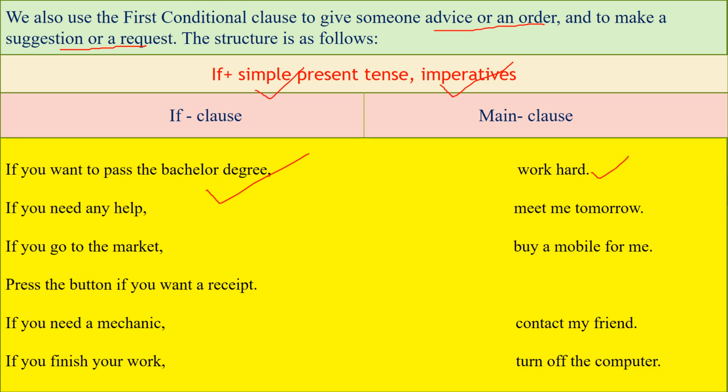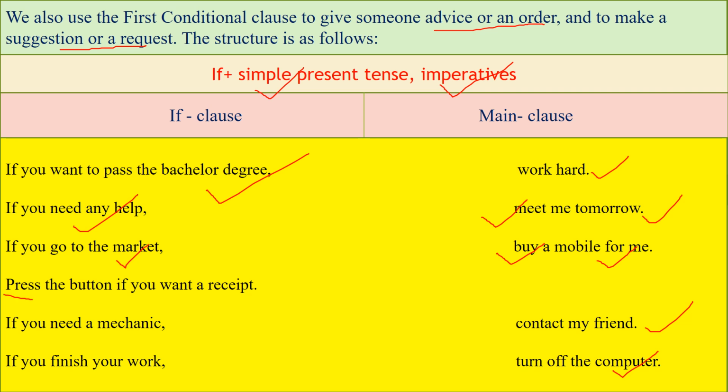So you can see: work hard, meet me tomorrow, buy a mobile for me, contact my friend, turn off the computer. All these are imperative sentences. Another example is, if you need any help, meet me tomorrow. If you go to the market, buy a mobile for me. Press the button if you want a receipt.